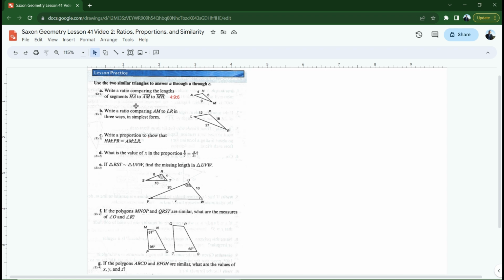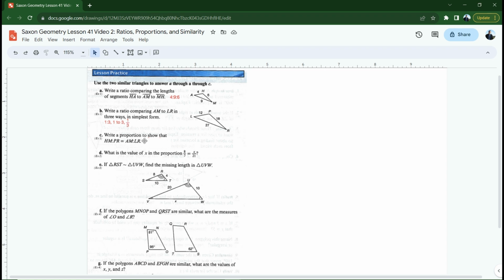Next, I'm going to write a ratio comparing AM to LR. Notice I can compare segments that are in different triangles, and that's fine. I have to write it in three ways in simplest form. Well, it's going to be in words, with a colon, and then in a fraction. So let's see, 9 to 27, because AM is mentioned first, I have to start with 9. 9 to 27 is the same as 1 over 3. So I'm going to write 1 to 3 three different ways. Here they are. There's going to be 1 to 3 with a colon, 1 to 3 as words, and then the actual mathematically useful way, 1 divided by 3.